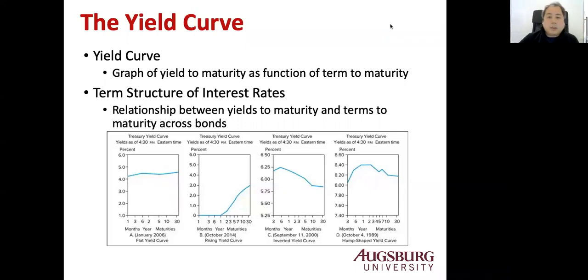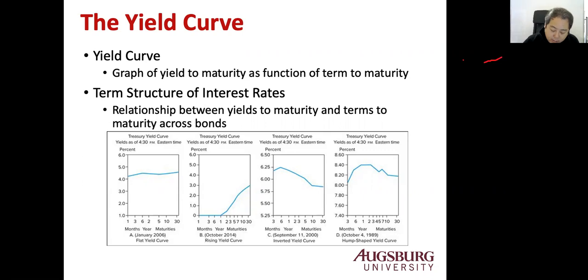The last part is yield curve. So yield curve is a graph of the yield to maturity, YTM, as a function of term to maturity, so short term, long term.